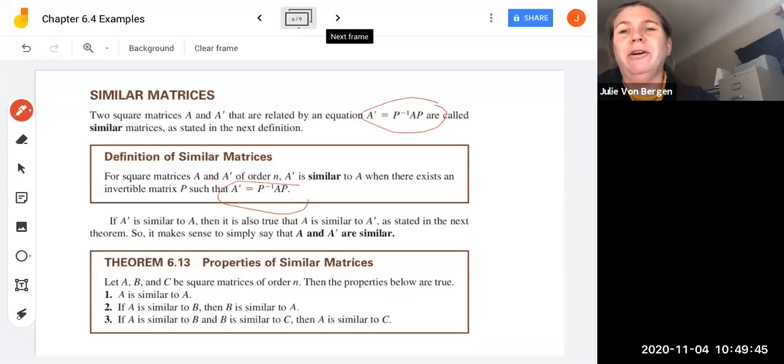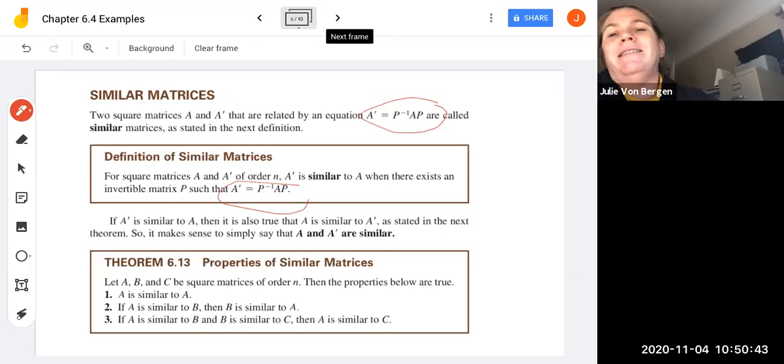And so this theorem, 6.13, gives us three equivalent properties of similar matrices. And this is handy because if you find one property, then the other two properties are also true. All right, our first property says that A is similar to itself, A. And in this theorem 6.13, we're going to let A, B, and C be square matrices of order n, meaning they're all n by n matrices.